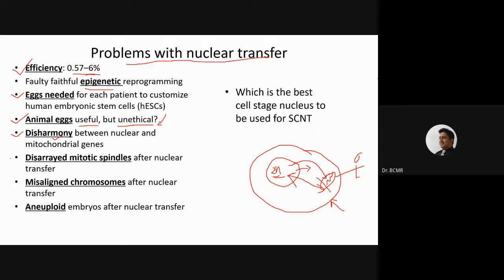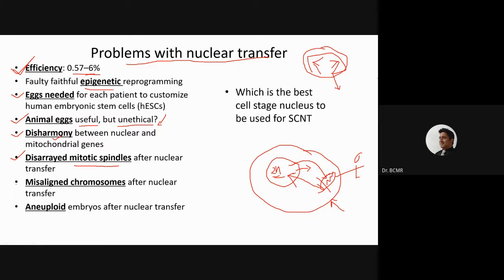The next problem is disarrayed mitotic spindles after nuclear transfer. As I discussed before, the egg is arrested at about the end of meiosis 1 or the start of meiosis 2, and the spindle is there, and you want to remove the DNA from here, then it is going to be difficult, and you're also spoiling the spindle arrangement that's already there. That may also result in the inefficiency that we discussed here.